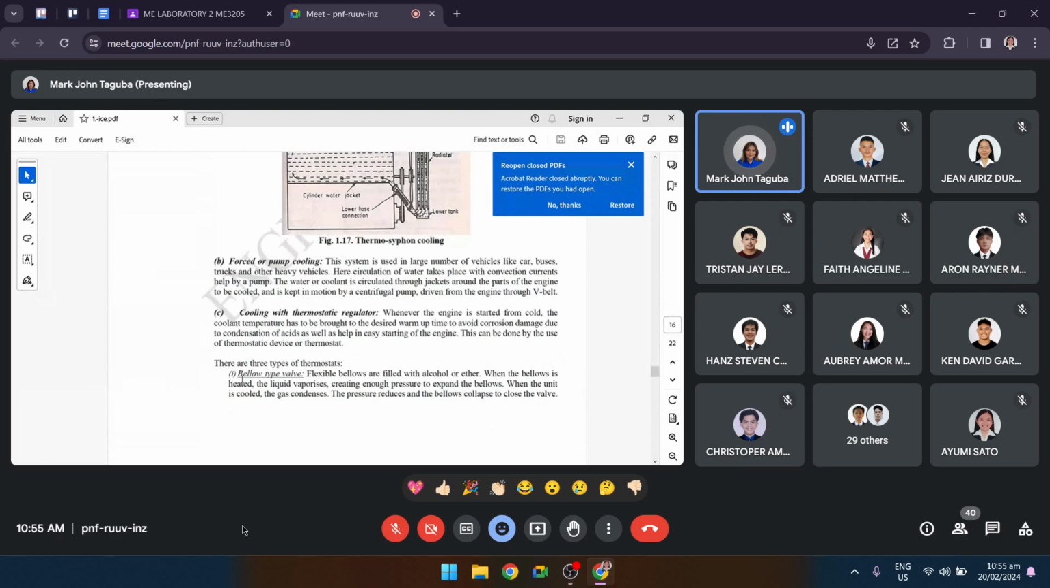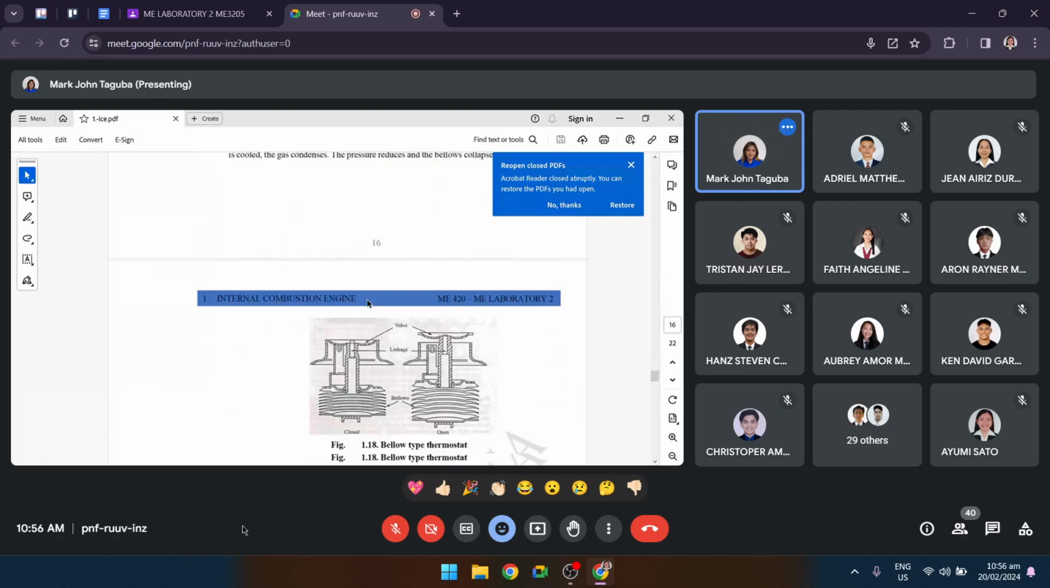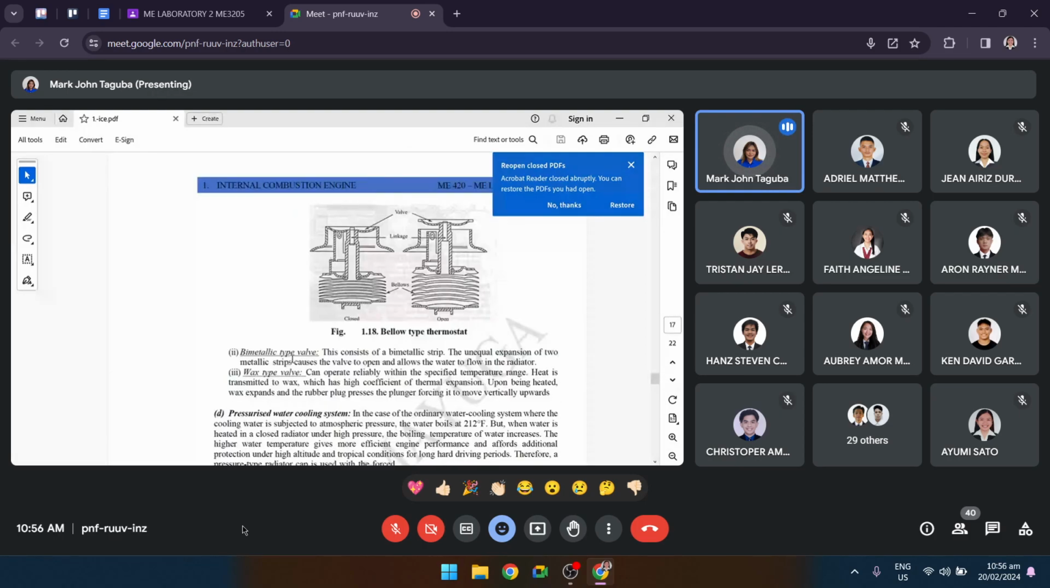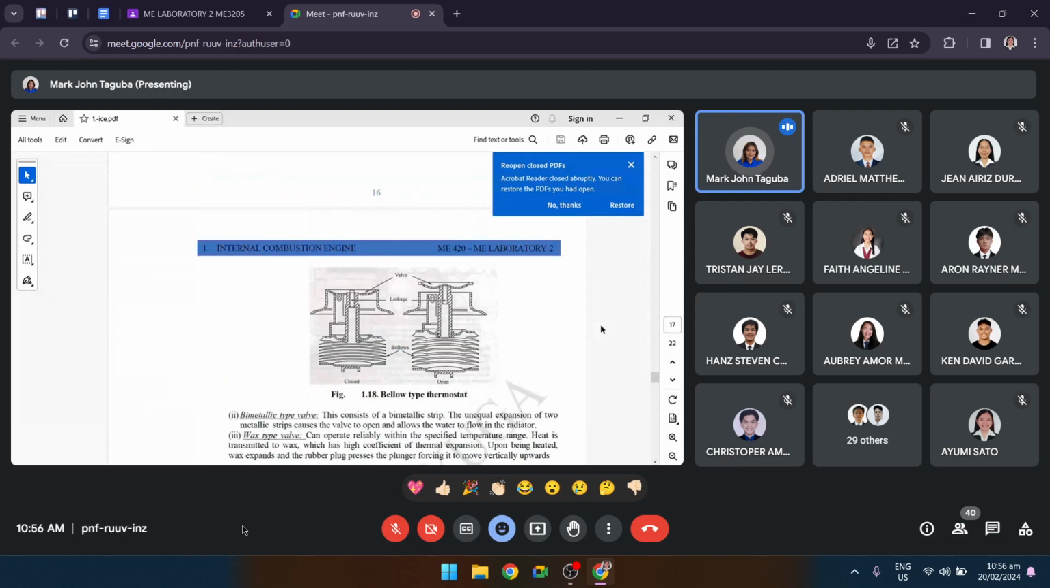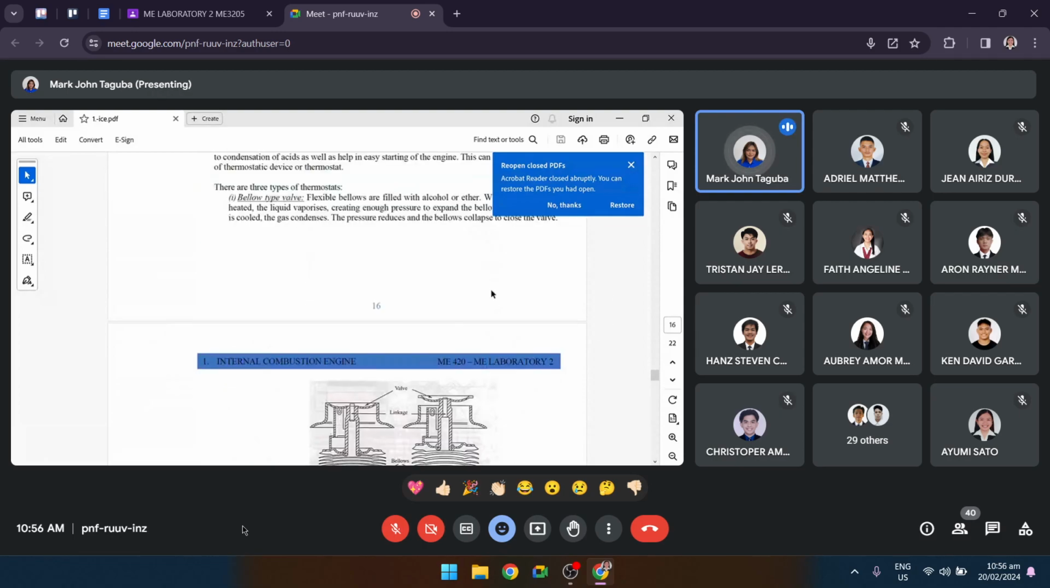And then we have different types of thermostat. So meron tayong bellow type valve, bimetallic type valve, and wax type valve. So itong mga valve na dinidiscuss or minimension dito, na-mention na din ba to sa inyong ME Lab 1, yung mga types of valve.